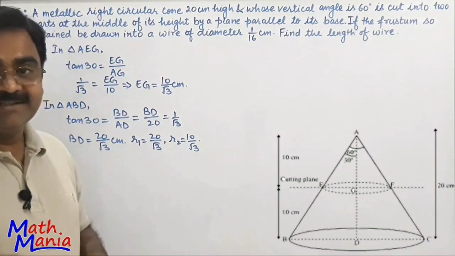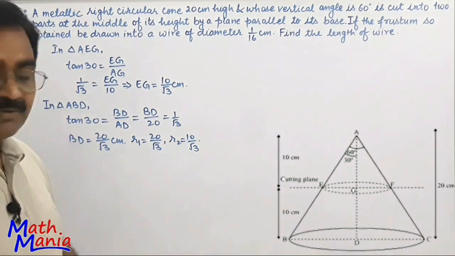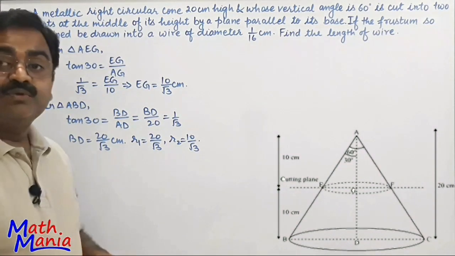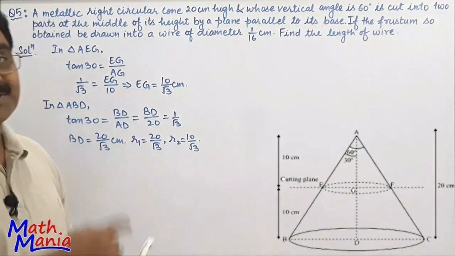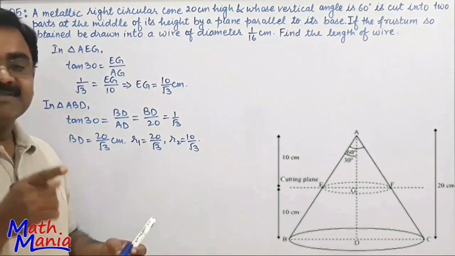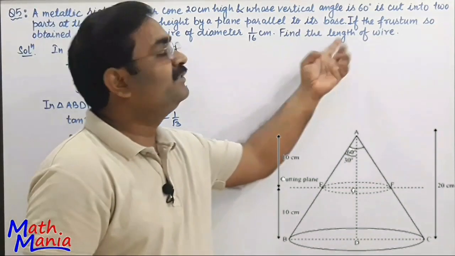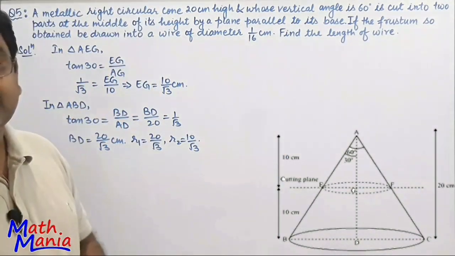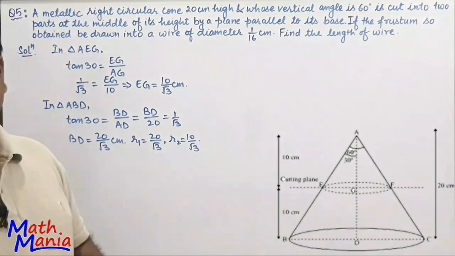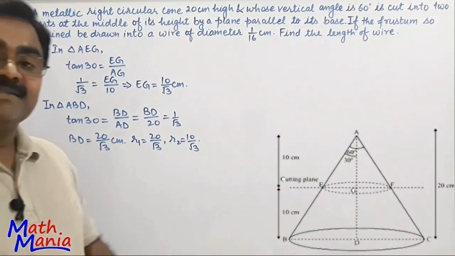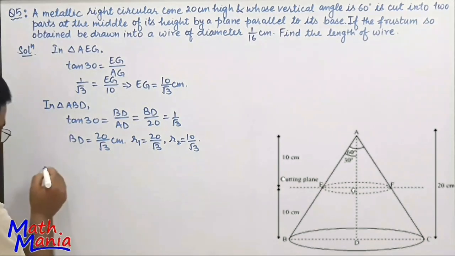Wire means, you know that wire is in the shape of a cylinder. As the wire is in the shape of a cylinder, the volume of that wire will be equal to the volume of this frustum. Right friends? So let's find, as the question asks, the length of that wire. We have to find the height of that cylindrical part, as you know that wire is in the shape of a cylinder. So let the length of wire be L centimeter.